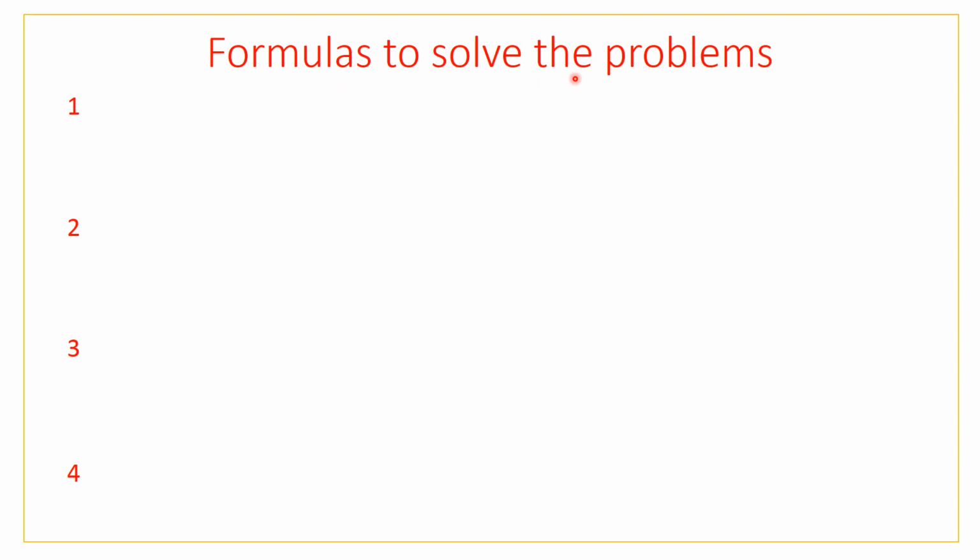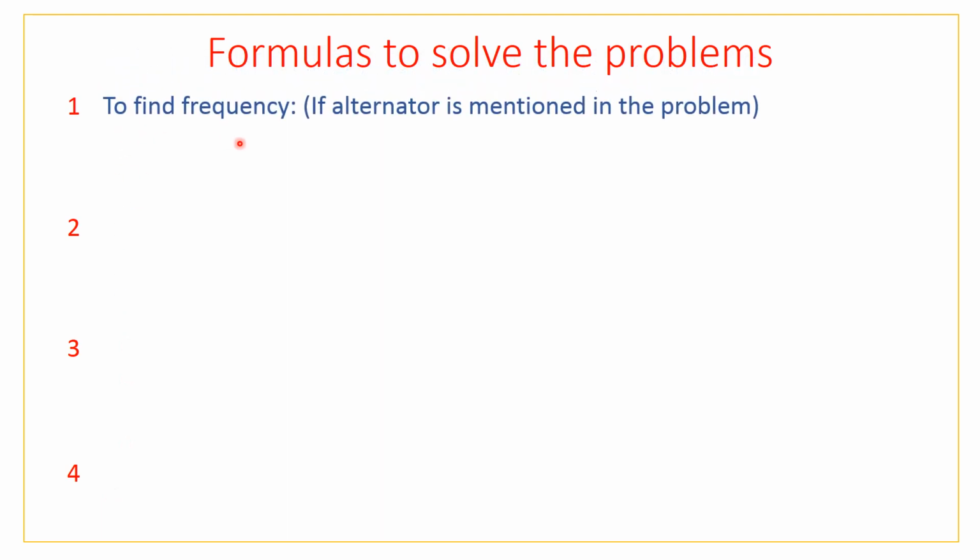So, the formulas to solve the problems are given as such. Mainly we have 4 formulas associated with the problems under this section. The first one is to find the frequency. Generally, the frequency will be given as 50 Hertz or 60 Hertz from the supply. If it is given, then there is no necessity to find the frequency, but there are cases where they will give the alternator data instead of frequency. If the alternator data is mentioned in the problem, then we have already seen under chapter 5a how to find the frequency of the alternator.